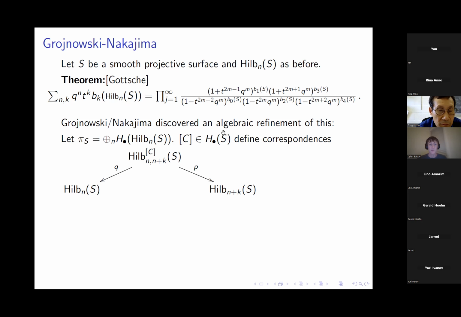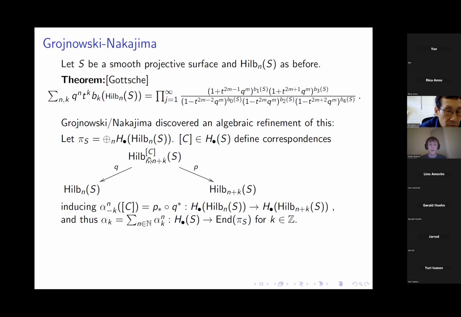And what they showed is that if you pull back along one of these maps and push forward along the other, that induces a map between the Borel-Moore homology groups, which depends on the choice of fundamental class here. And if you sum these over all n, so if you sum over all of the components in this direct sum that defined pi S, it takes as an input a class in the homology of S, and it induces an endomorphism of this module.